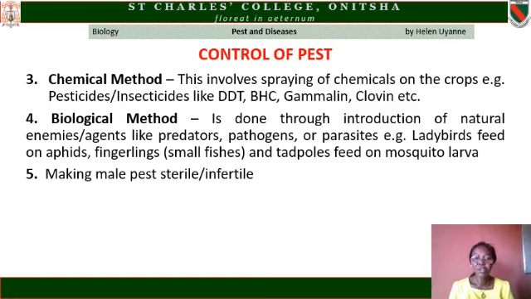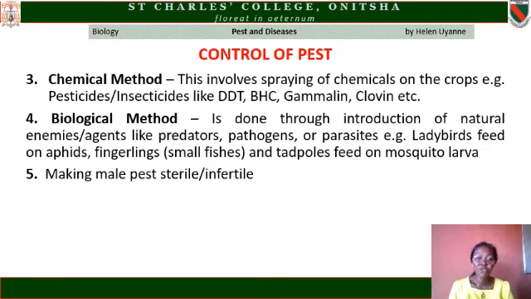The third one is the chemical method. This involves spraying or dusting chemicals on the crops. Examples of the chemicals can be pesticides and insecticides like DDT, gamalin, or clovia, etc. There are so many of them.